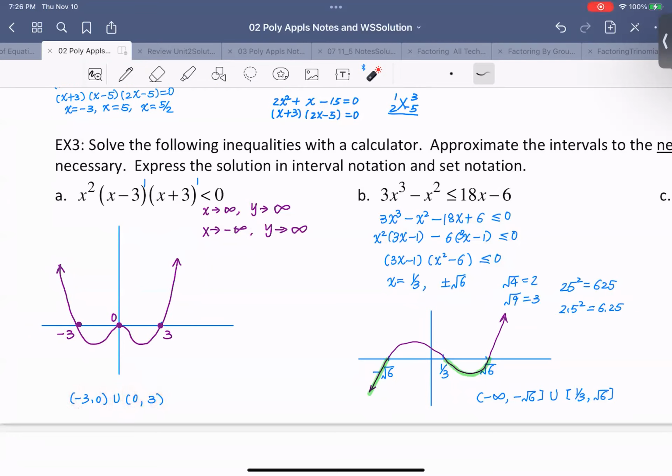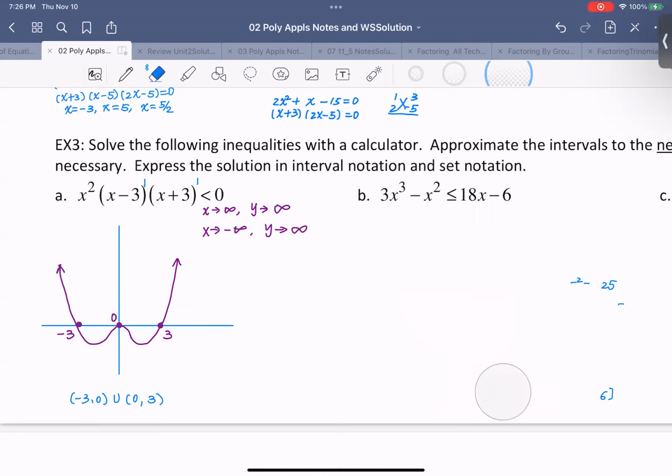No. Because this is less than 0, not equal to 0, right? Yes. Okay. So you will choose from here to here, from here to here, right? Yes. That's it. All right.